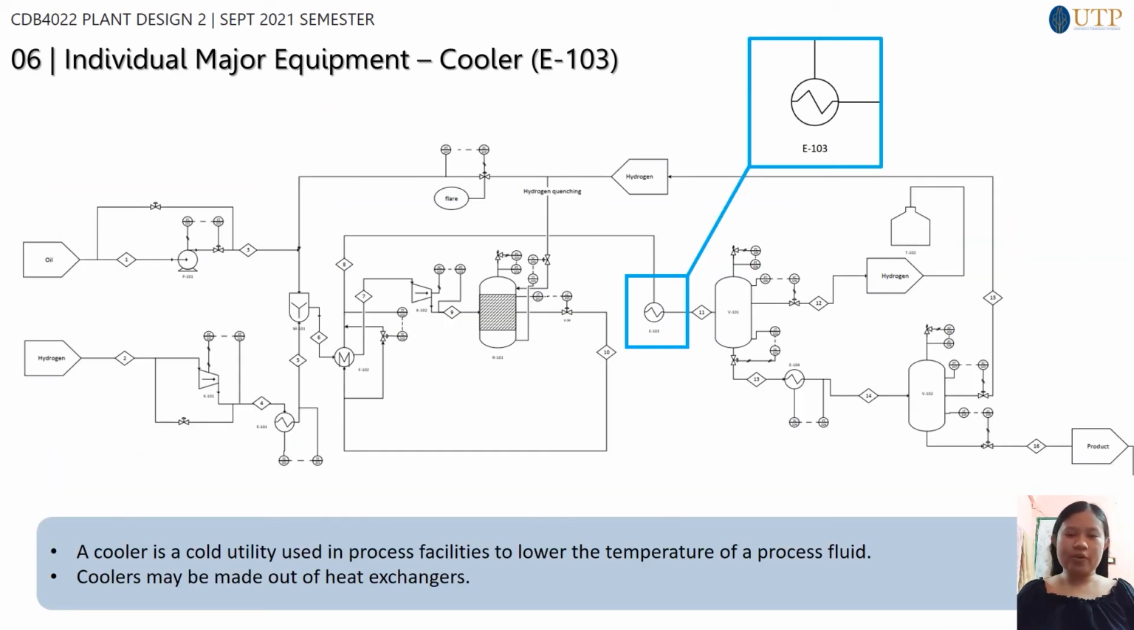A cooler is a cold utility used in process facilities to lower the temperature of a process fluid. Coolers may be made out of heat exchangers. In this case, a heat exchanger was chosen to act as a cooler, as heat exchangers are used in both cooling and heating processes. Looking at the P&ID, the cooler E103 is placed after the heat exchanger E102 and before the separator V101.